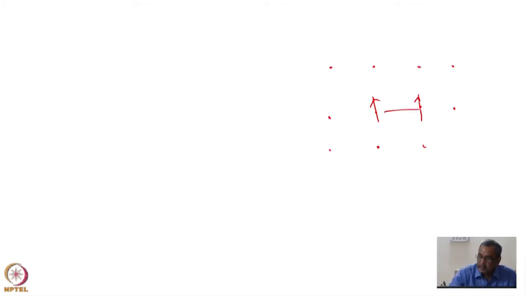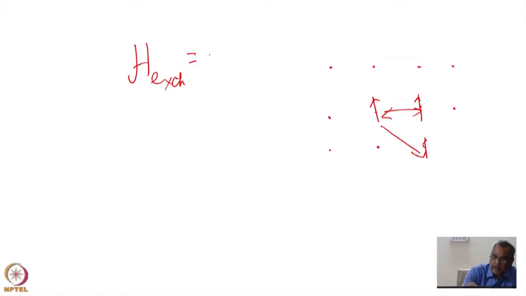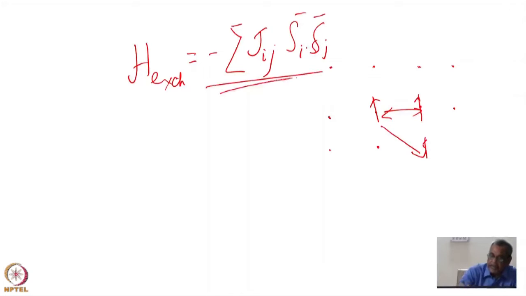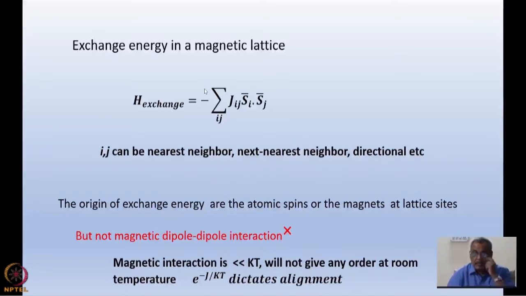This can be between nearest neighbors, or it can be between next nearest neighbors, and that exchange energy, please note the term exchange energy, is given by this exchange integral, it is known. I will show why it is an exchange integral, S_i dot S_j in a magnetic lattice. This is responsible for the alignment in the ordered state. So you can see this J_ij, as I showed you just now, can be nearest neighbors, often that works. Next nearest neighbor, it can be directional also.